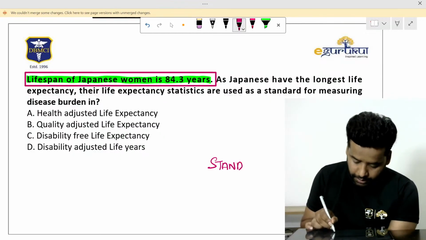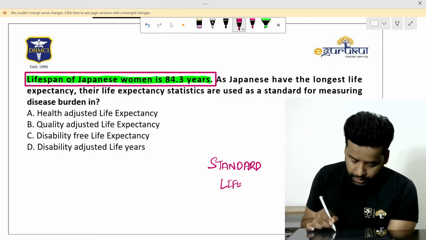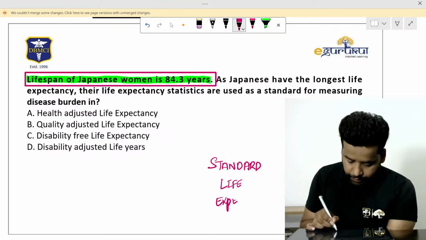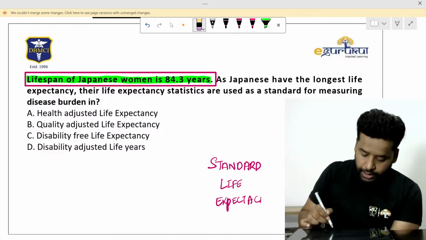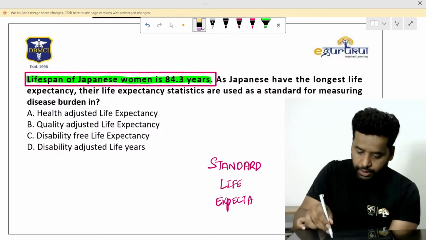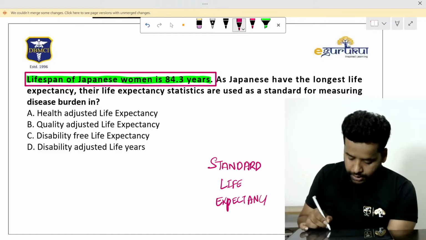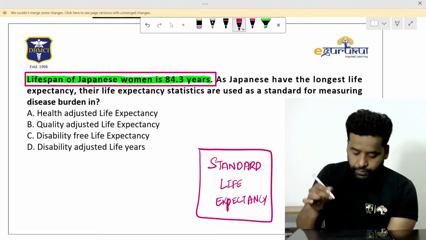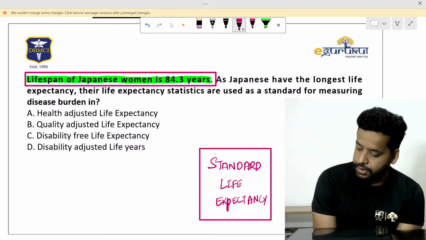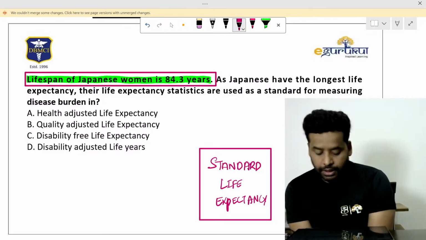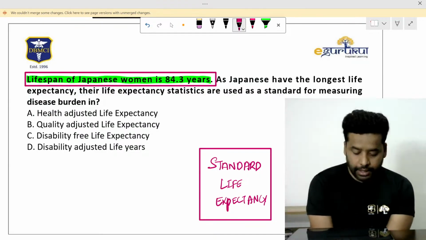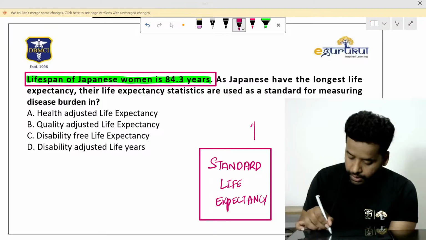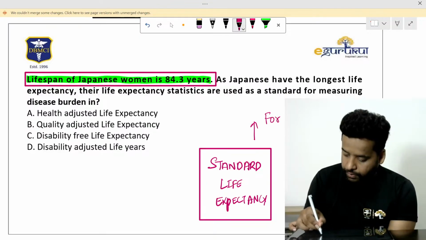See my words properly. Standard life expectancy. That is used in calculation of YLL or YLD. First answer my question. The question has already been discussed indirectly. Where did I discuss standard life expectancy being used to calculate YLL or YLD? It is used for calculating YLL.